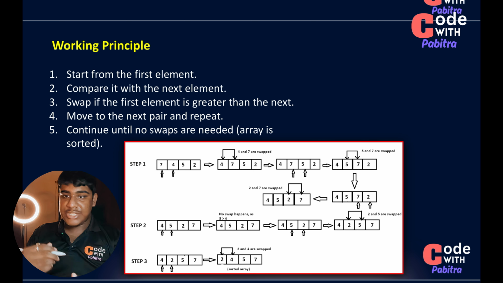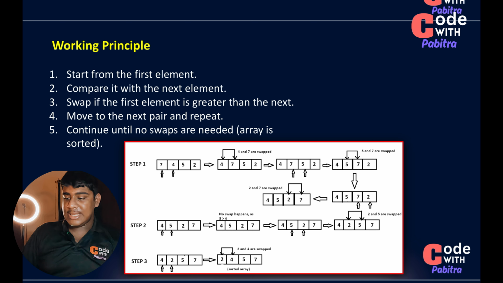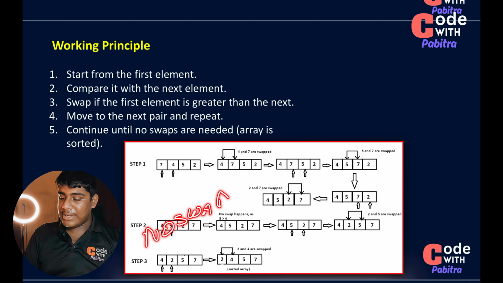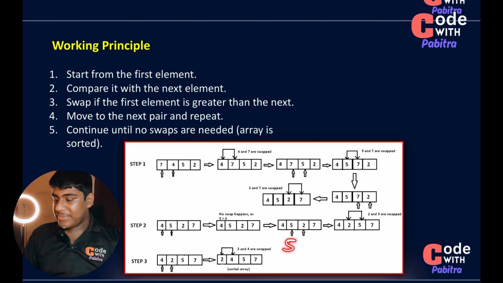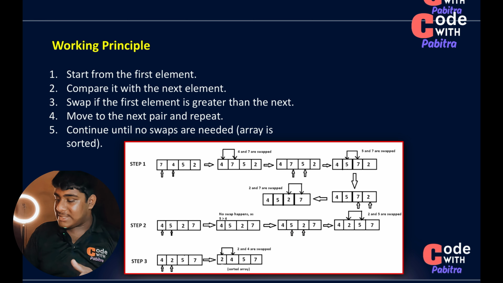In the next iteration, we again repeat the same process. 4 is smaller than 5, so this is okay. No swap will take place in this position. We check the next position. 5 is greater than 2, so we will swap them. 2 will go here and 5 will go here. Complete. Next iteration.